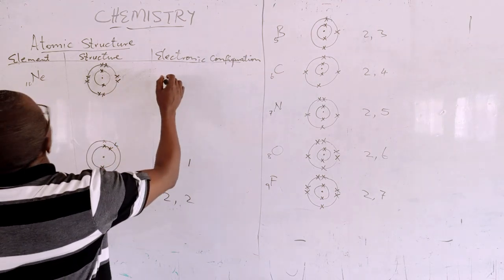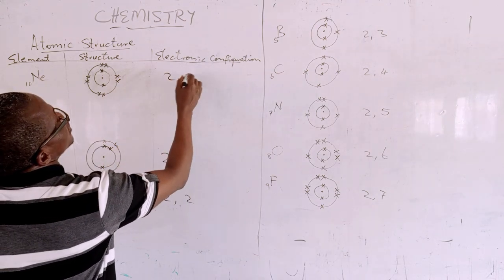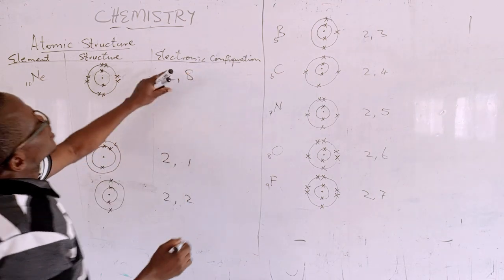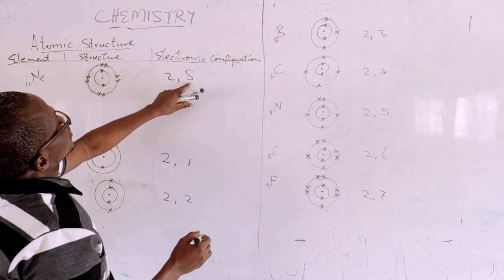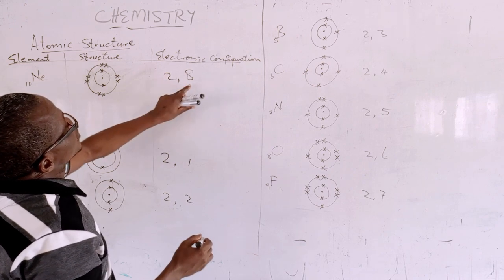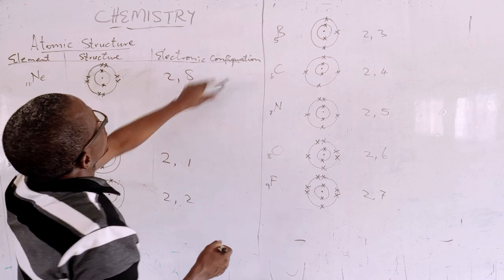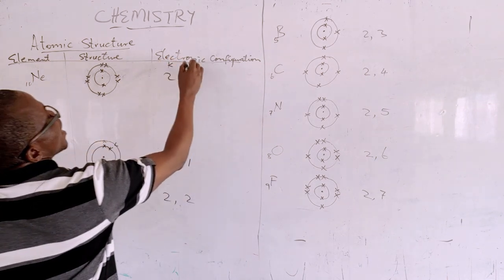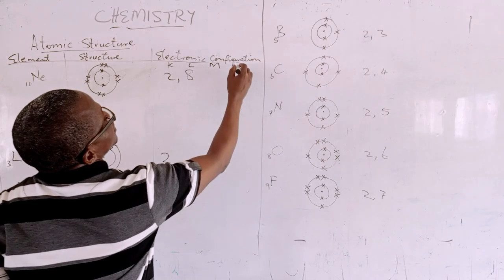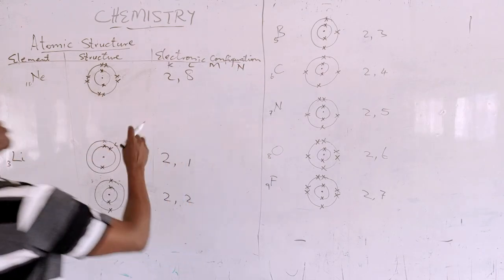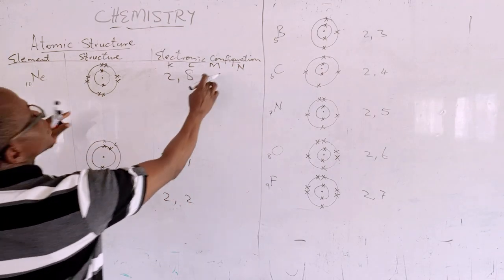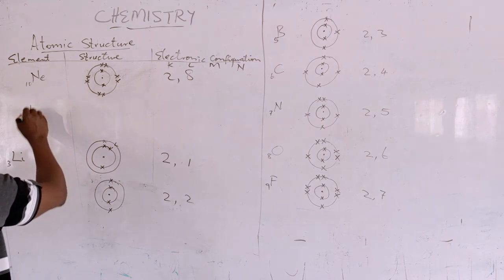And here you have 2 and 8. That shell is filled. K is filled. L is filled. M is the next one. Now remember I said K, L, M, and N. So if you do that, next is sodium.